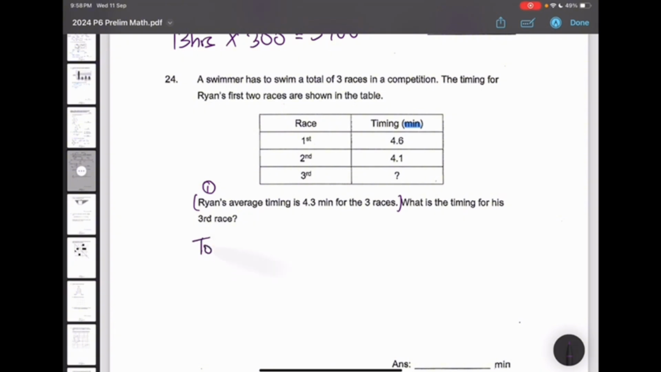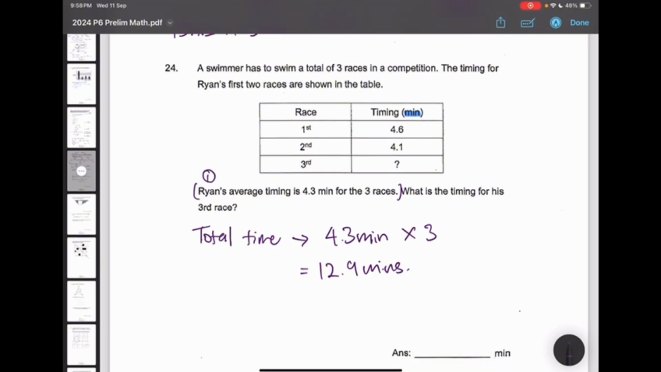The total time would just be 4.3 minutes multiplied by 3, and that would give me 12.9 minutes. Now, let's look at the question. What is the timing for his third race?